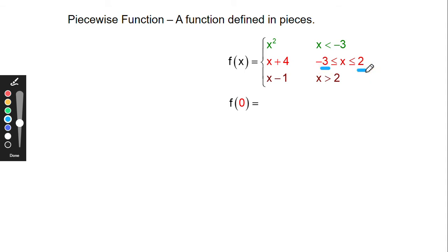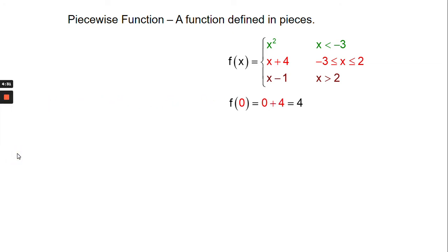But 0 is between negative 3 and 2. So when I'm talking, picture the number line in your mind. So this inequality statement gives us the freedom to use 0, which means that this is the expression we would use: x plus 4. Where we have x, we put 0. 0 plus 4 is 4.